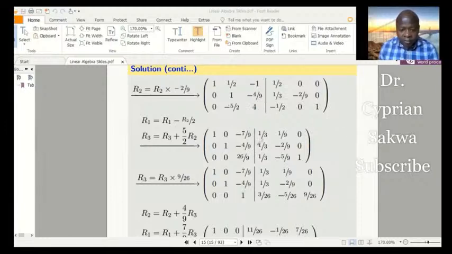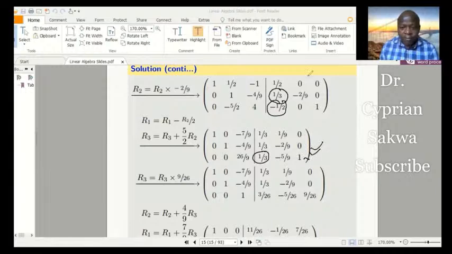26 over 9. So 5 over 2, we are done with this. 5 over 2 of this, then plus this, it gives us that. So you do it for the entire row, and this is what you get, this matrix.